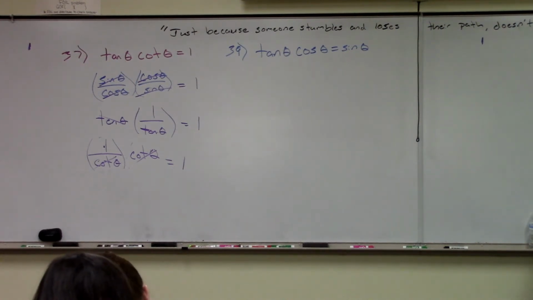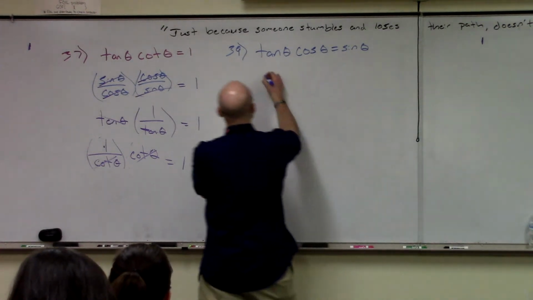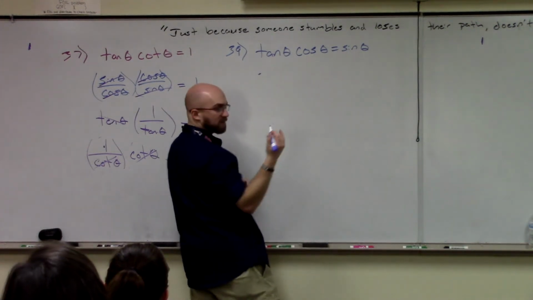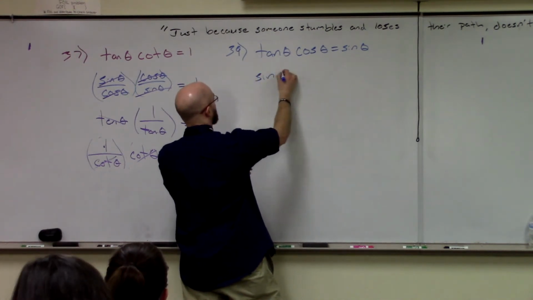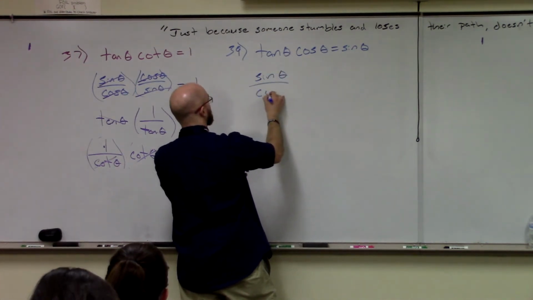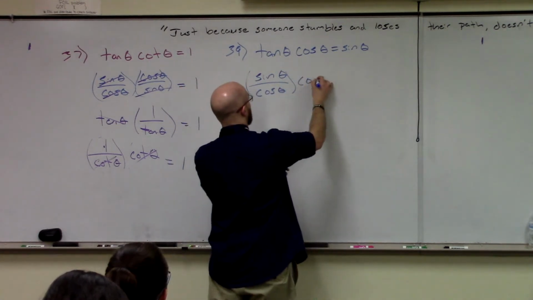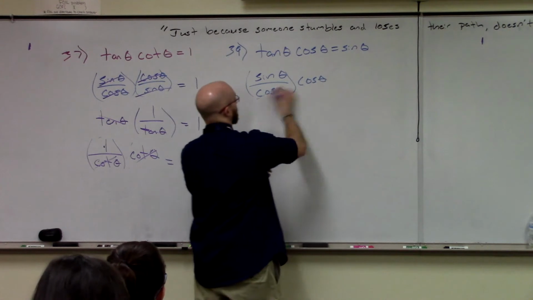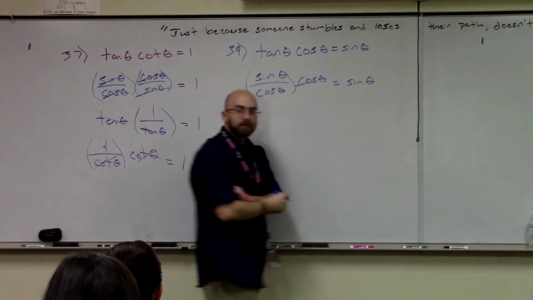Tangent is something else. What can I rewrite it as? Sine over cosine. Oh, tangent, right? So sine equals sine. Which method are you using? Use this one. So then sine, and then cosine cancels out? Yeah. And there you go.